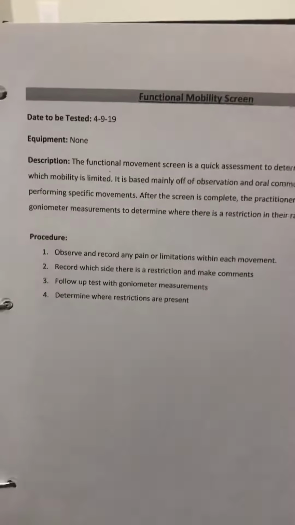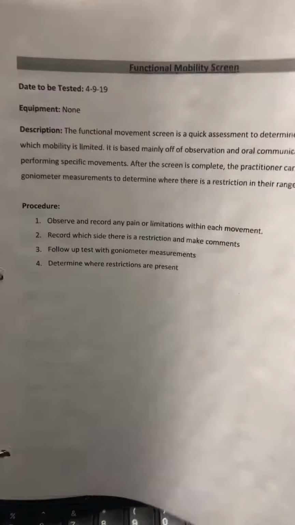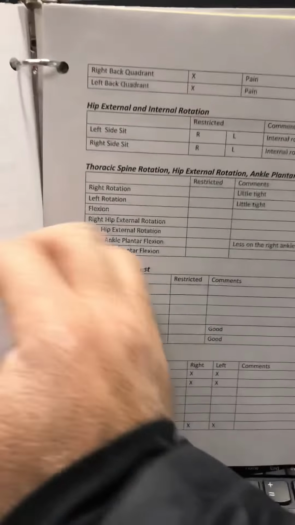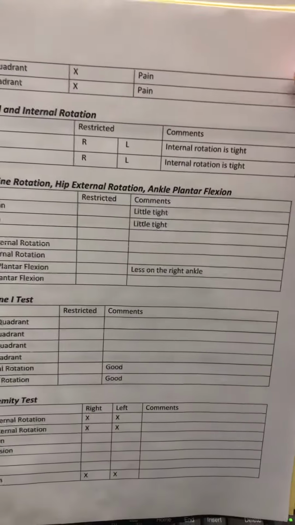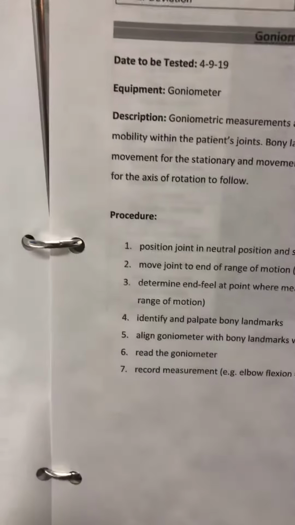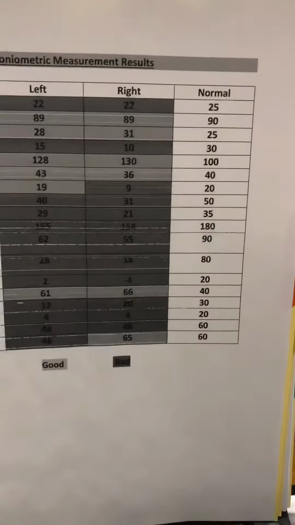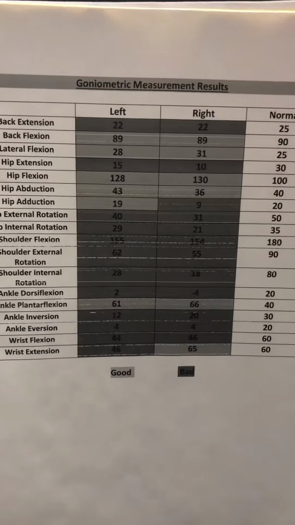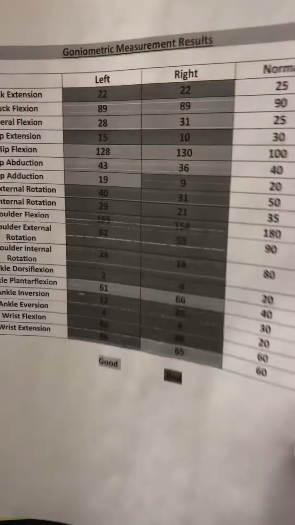Functional mobility screen is just crucial. So just equipment description, procedure. Make sure you fill out the screen in its totality. And then if there's any tightness in any area that's abnormal, then what you're going to do is goniometric measurements, and then you're going to compare your goniometric measurements to normal. And this is a nice little chart they put together just for comparison for the goniometric measurements right to left. I think that was excellent.